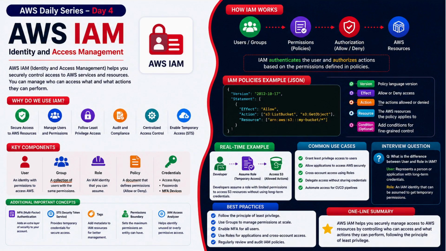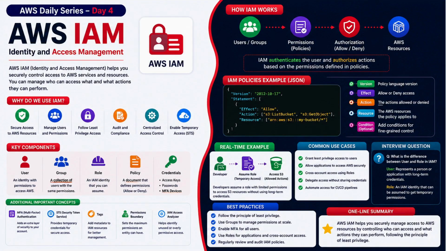Now, let's talk about some IAM best practices. First, always follow the principle of least privilege. In simple terms, give users only the permission they need to do their job. And to make permission management easier, use groups whenever possible. It is also a good practice to enable MFA for all the users to add an extra level of security. And whenever possible, use IAM roles instead of long-term access keys because this is a more secure approach. And finally, regularly review your IAM policies and permissions to make sure users have the right level of access.